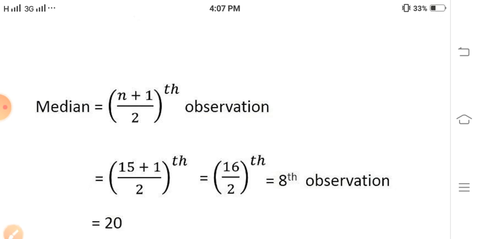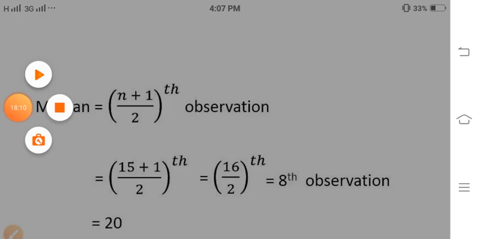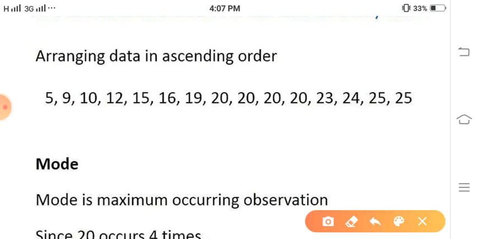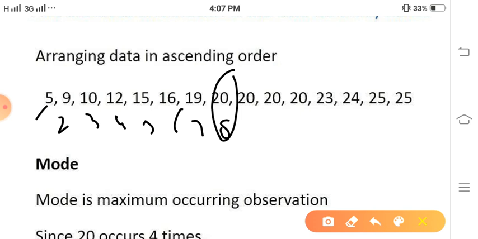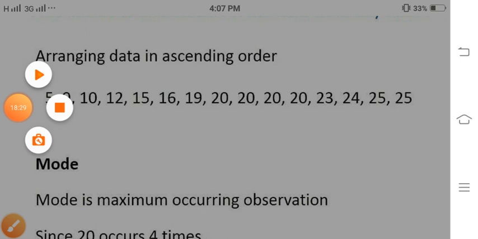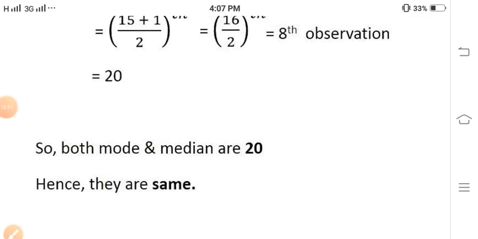8th observation means which is on the 8th position. 1, 2, 3, 4, 5, 6, 7, 8. So 20 is on the 8th position as I told you earlier. So in this case median is also 20. Mode and median are 20. They are same.